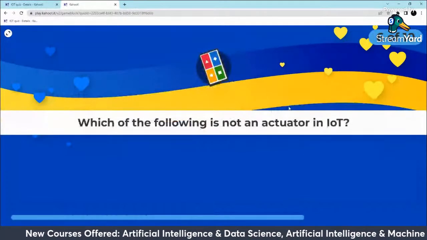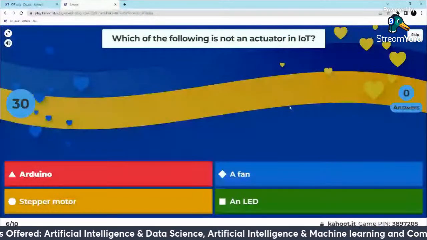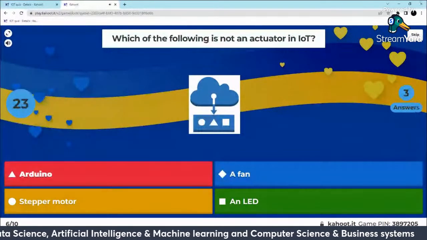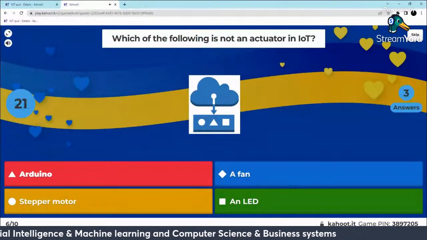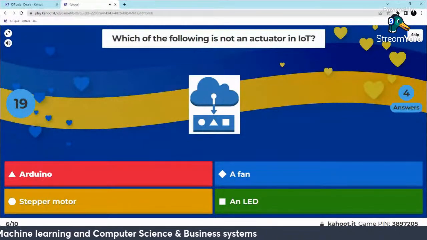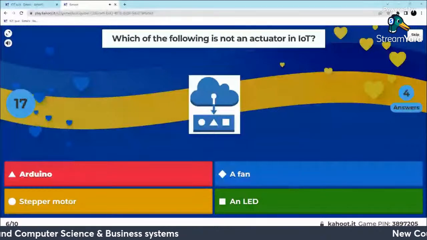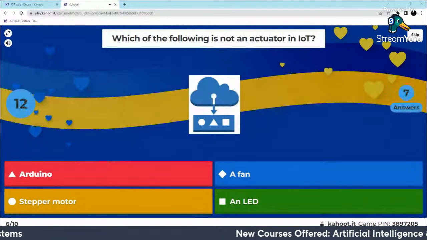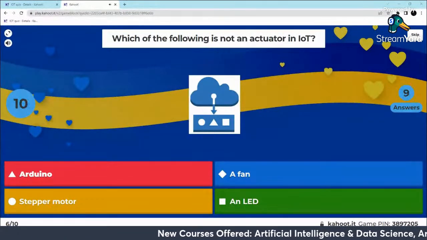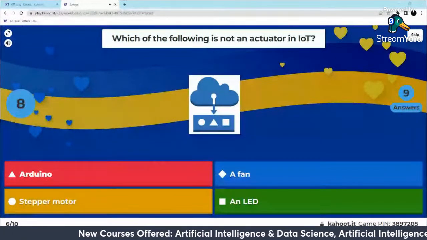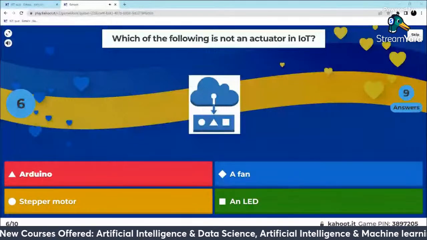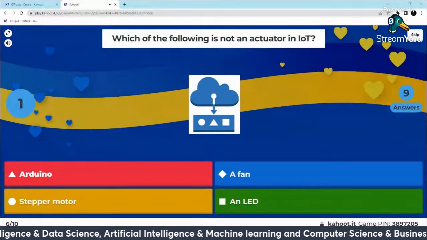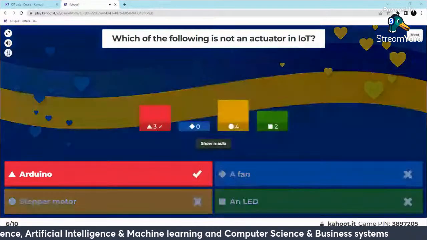Which of the following is not an actuator in IoT? Arduino, a fan, an LED, stepper motor. So this must be again an easy one for you guys. 20 seconds left. Okay, there are about 6 answers. That's nice. Five, four, 3, 2, 1. And the answer is Arduino.